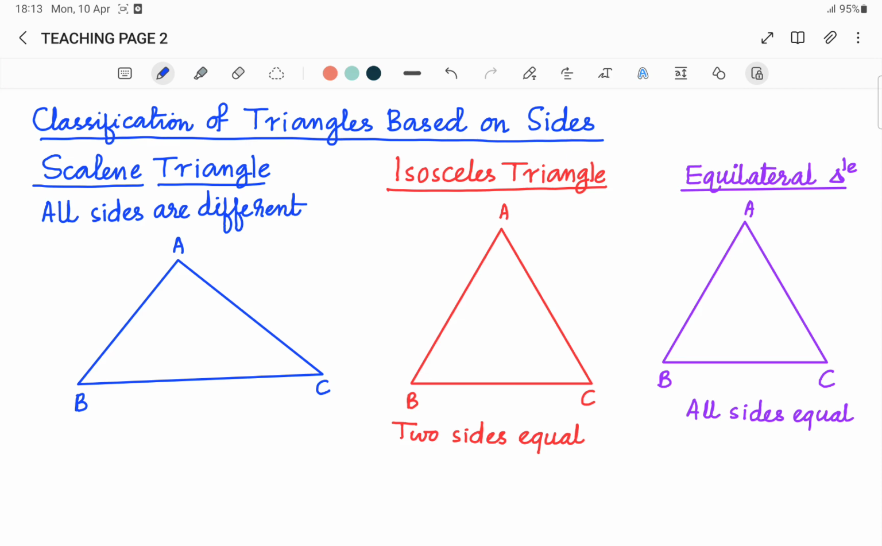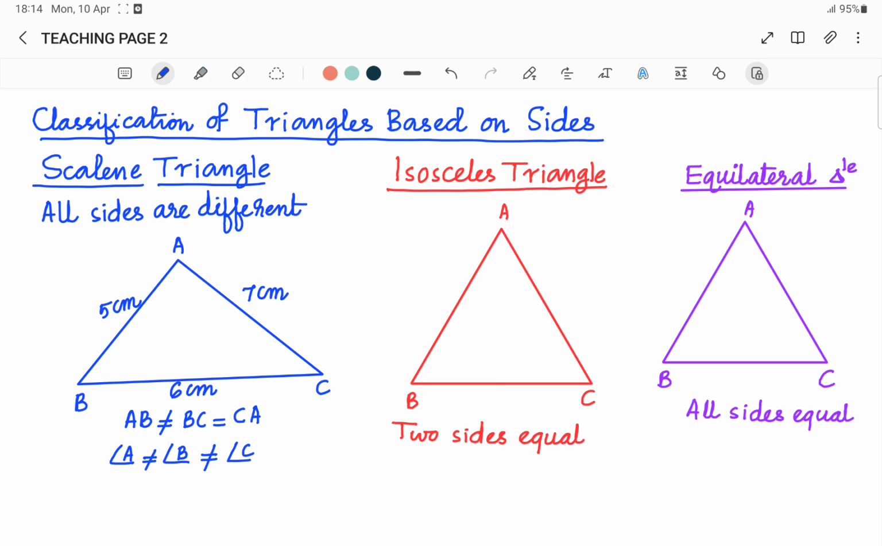In a scalene triangle, all sides are different. So you can write AB is not equal to BC is not equal to CA. So you can say all the angles are also different. Angle A is not equal to angle B is not equal to angle C. Suppose if I write these sides as 5 centimeters, 6 centimeters and 7 centimeters, I can call this triangle a scalene triangle as all the sides are different.